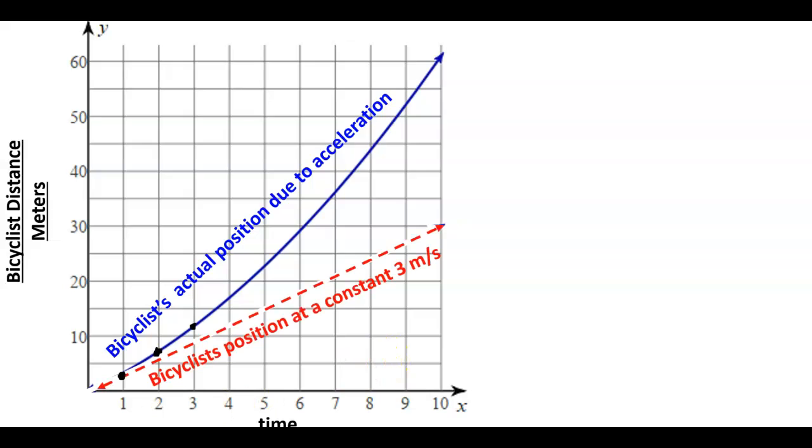We knew that at the very beginning, she was going 3 meters per second. So this red line here has a constant slope. Over 1, up 3, over 1, up 3, over 1, up 3. Okay? So here's the bicyclist's position based on a constant speed.